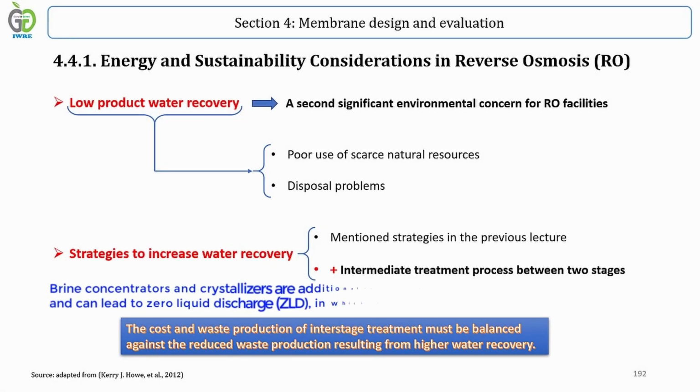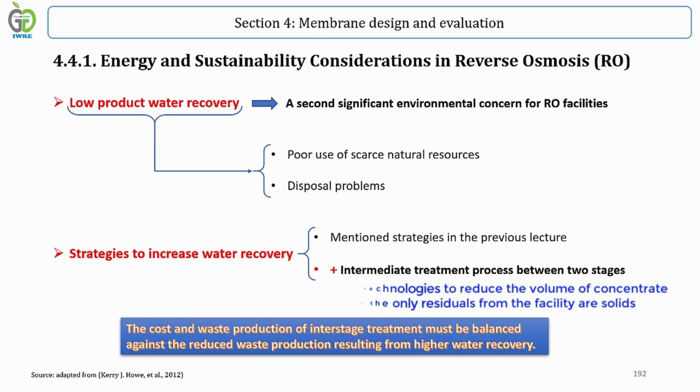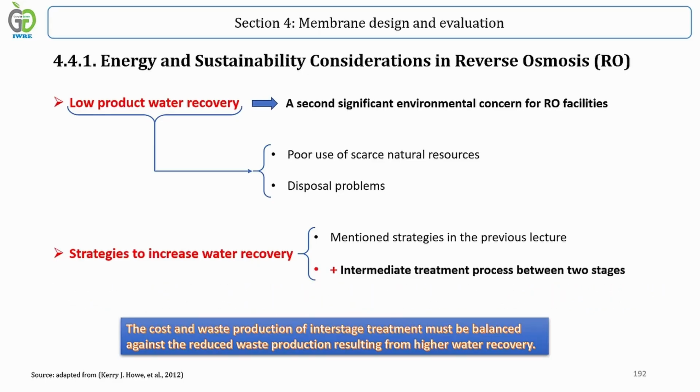Brine concentrators and crystallizers are also additional technologies to reduce the volume of concentrate and can lead to zero liquid discharge, in which the only residuals from the facility are solids. While brine concentrators and crystallizers are used in some industrial processes such as the power generation industry, they are expensive, energy intensive, and have not yet been used in the municipal water treatment industry.